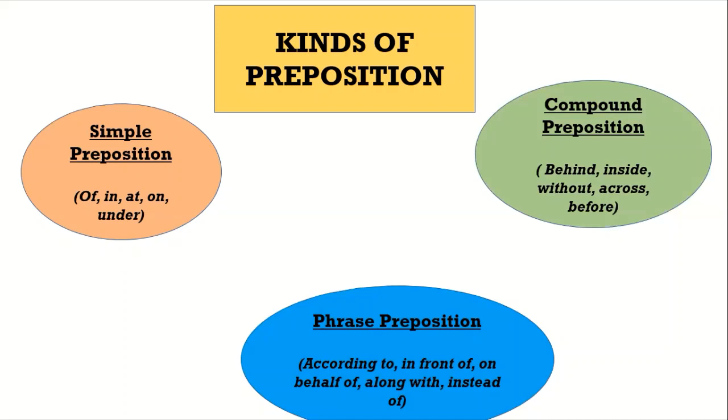Along with: she came to the party along with her mother. Next, instead of. Instead of going to school, she went to a party. All these are called phrase prepositions. So what is a phrase preposition? A group of words which has a simple preposition at the end and is used like a preposition. According to becomes a phrase preposition. Okay, students, not to worry about the kinds, it's for your understanding, so you know which word to use in each sentence. Clear? So: simple preposition, compound preposition, and phrase preposition.